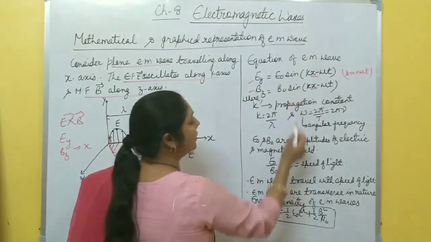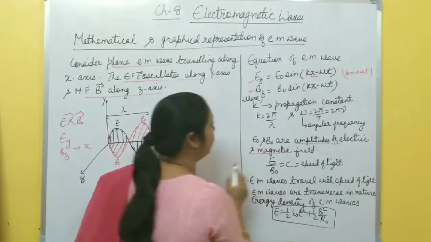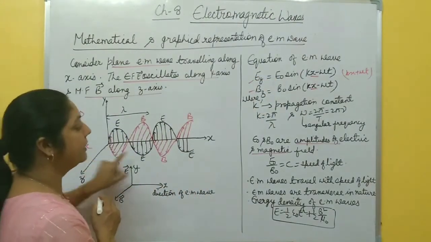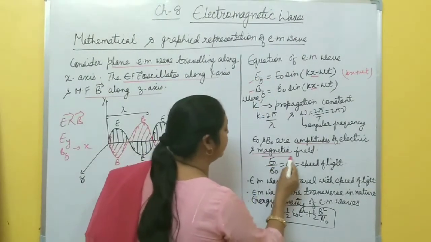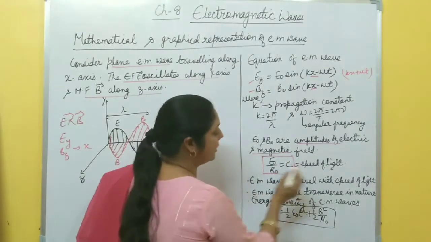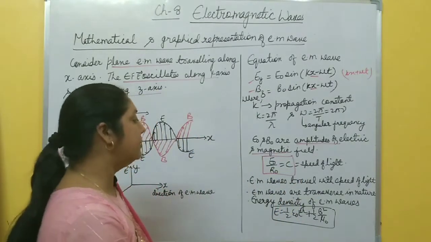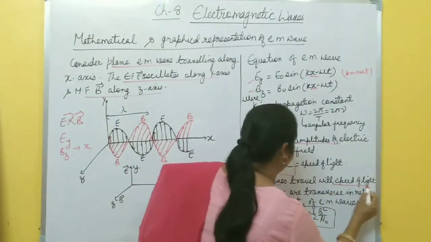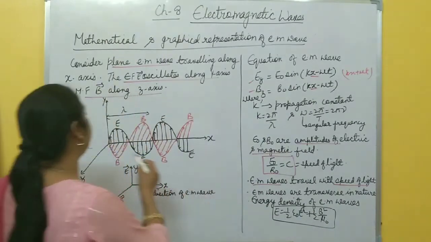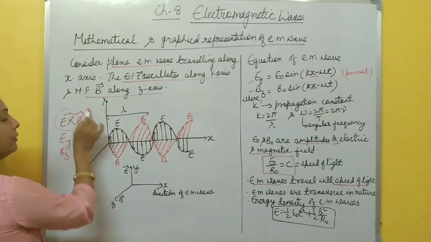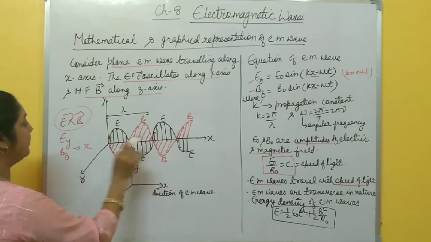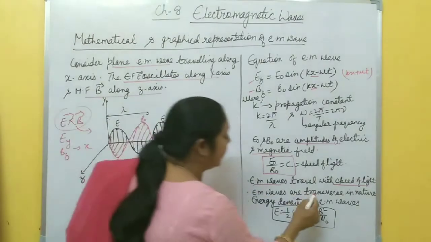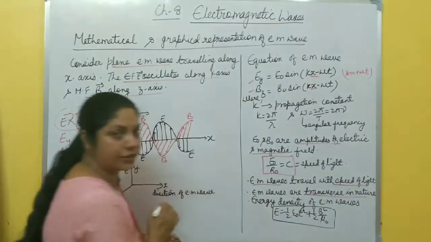E0 and B0 are amplitudes of electric and magnetic field, and these are maximum electric field vector and magnetic field vector, and these are related by this equation, E0 by B0 equal to c, where c is speed of light. It means electromagnetic waves travel with speed of light, right? And also here E and B are mutually perpendicular to each other, and electromagnetic wave is perpendicular to this E cross B. It means electromagnetic waves are transverse in nature, right?